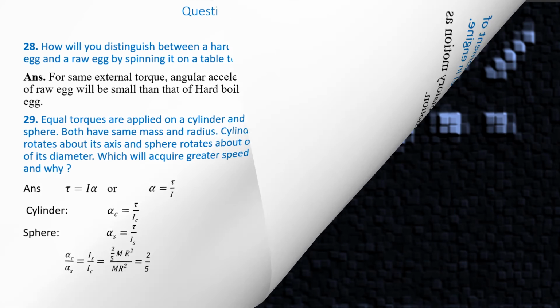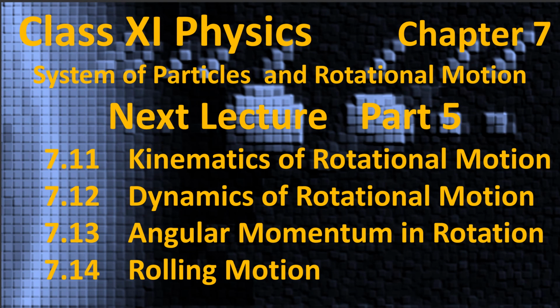With this, we come to the end of section 7.10. We have solved some worked examples as well as model questions and answers of 1 mark and 2 marks. 3 mark and 5 mark questions and answers will be taken up in the subsequent videos.